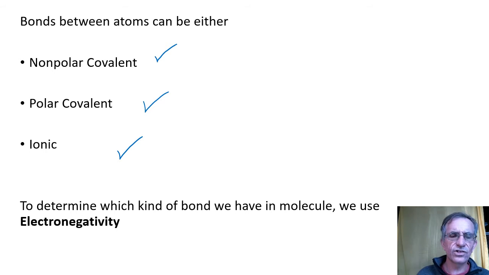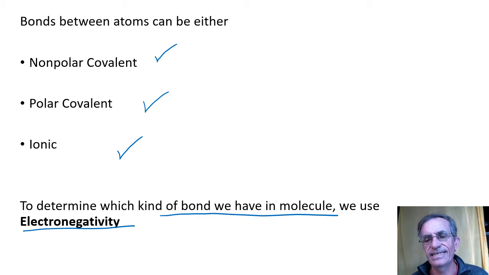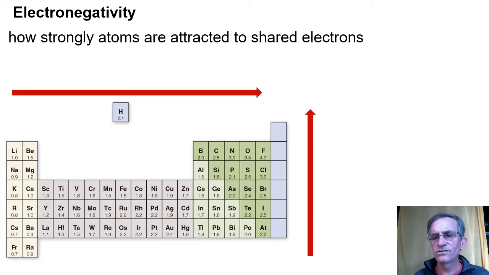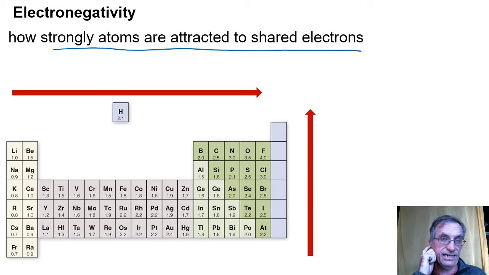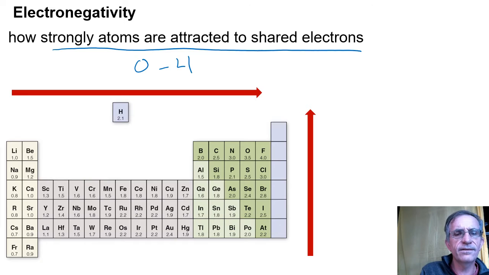The way we determine what kind of bond we have in a molecule is we use something called electronegativity. Let me tell you a little bit about electronegativity. Electronegativity is how strongly atoms are attracted to shared electrons. Every element is given a number. The numbers you can see on this table go from 0 to 4. The biggest number you'll see is 4, and every element is assigned a value.